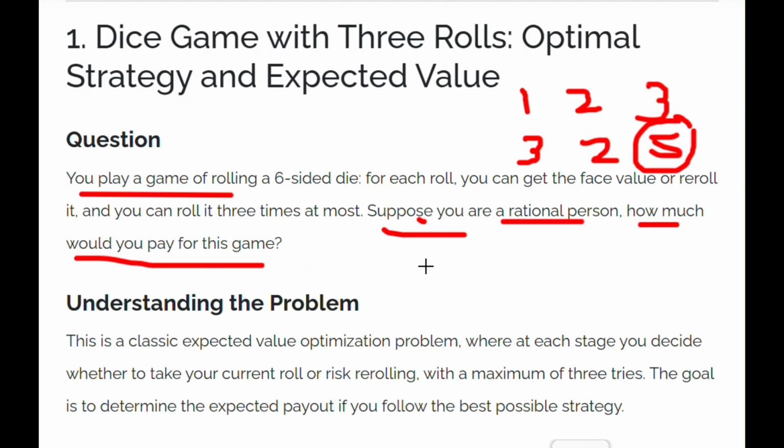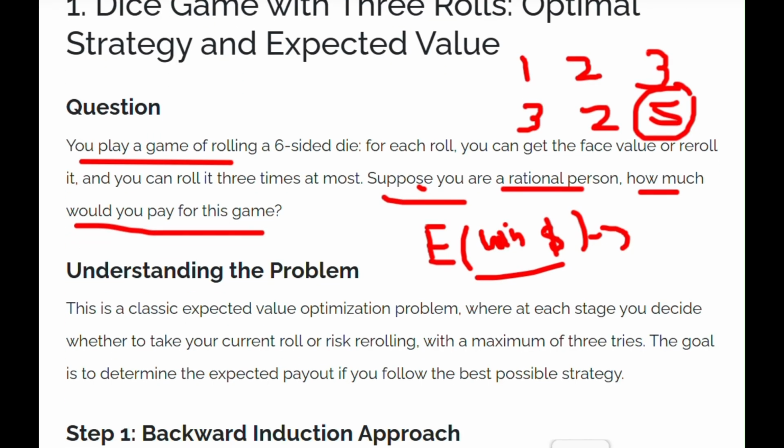That's the question. So essentially, what this tells us is we need to find the expected value of the amount that we are likely to win given this setup. Once we know how much we are likely to win, we can then decide how much would be the amount that we would be willing to pay to play the game. So let's see how we solve this.